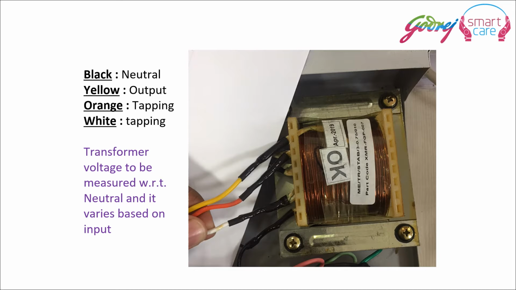Here the black wire is neutral, yellow is the transformer output, orange is a tapping winding or tapping line, and white is also another tapping line, meaning the tapping lines of two different voltages or two different transformer windings at the secondary side.